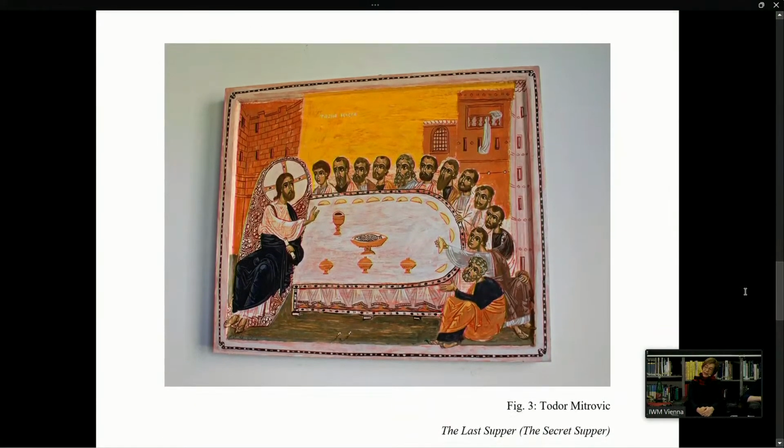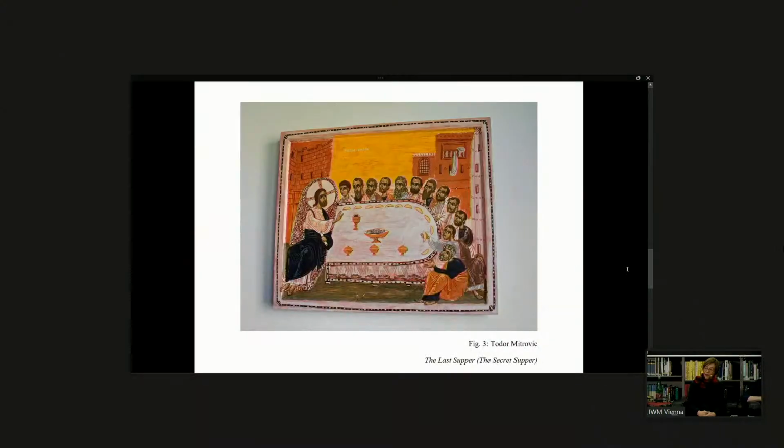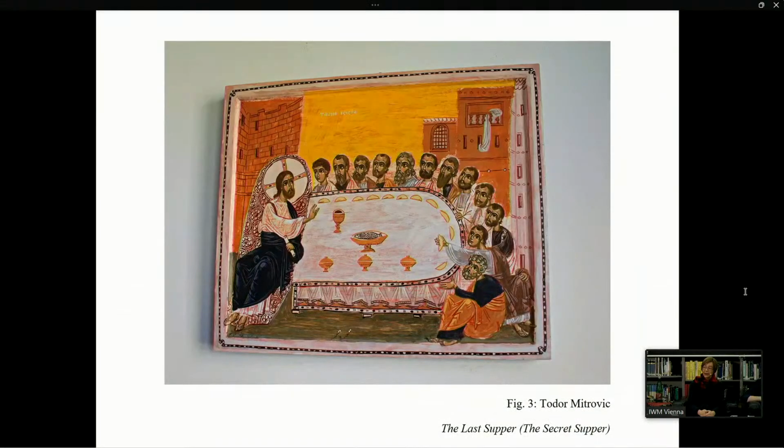Now, there's another icon, which is again one of my favorites from this exhibition. It's by a Serbian academic and artist, Todor Mitrovic. He actually wrote quite an important book on icons, which was translated into several languages. And this is, obviously, you can see the scene here. This is the Last Supper.